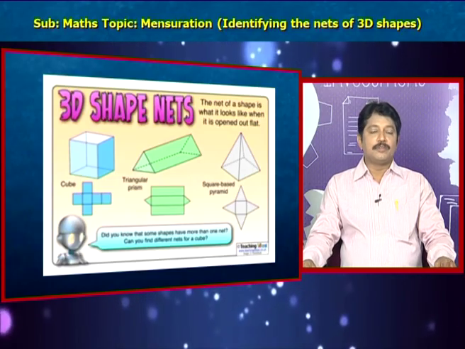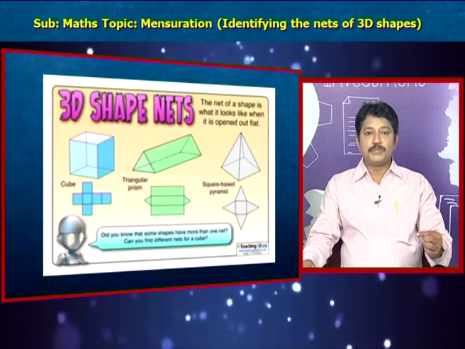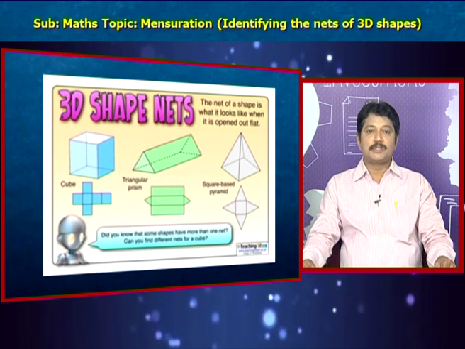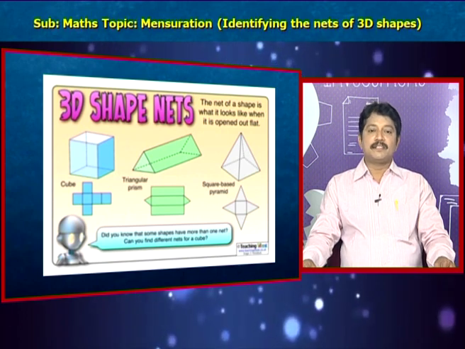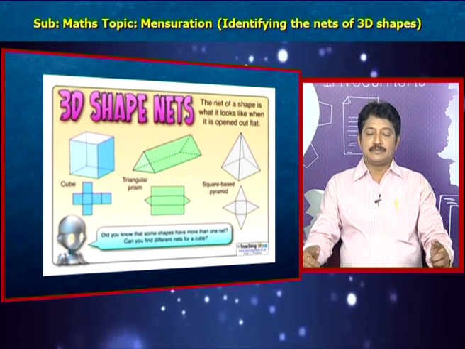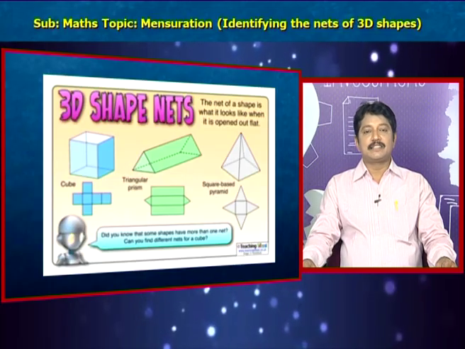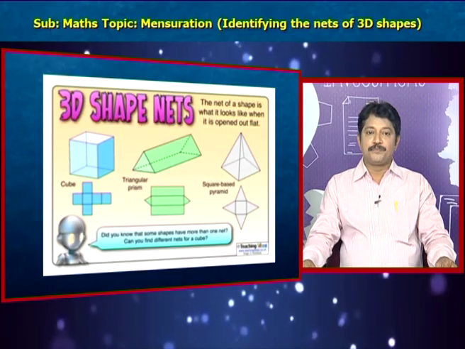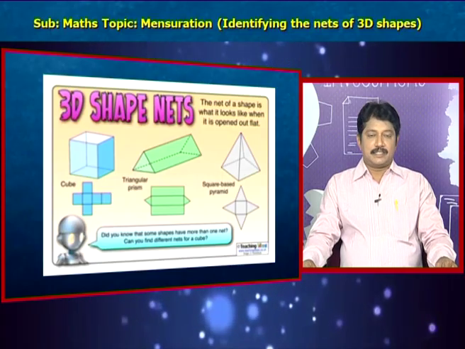Here the cube is a 3D figure, you know that. When you open it, the net diagram is as shown below the cube. When the triangular prism is opened, it is as shown below the triangular prism, and like a square based pyramid shape also. So, that is very important.